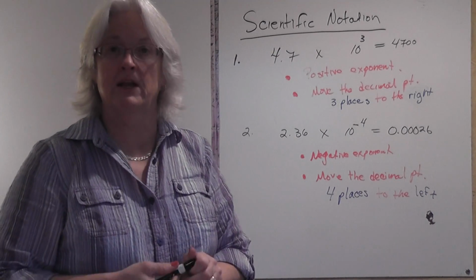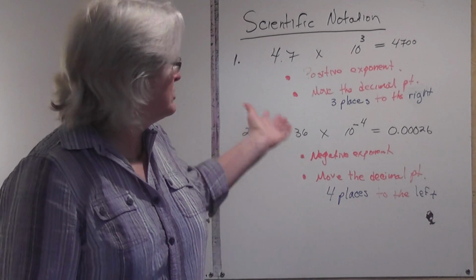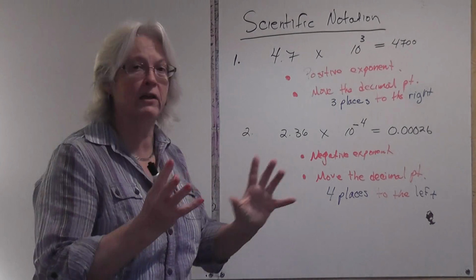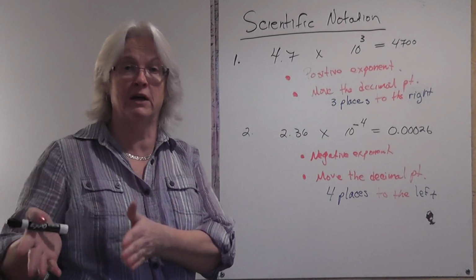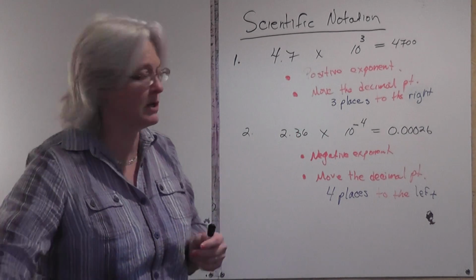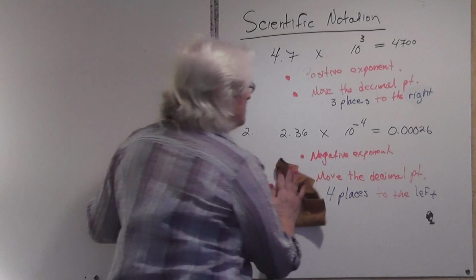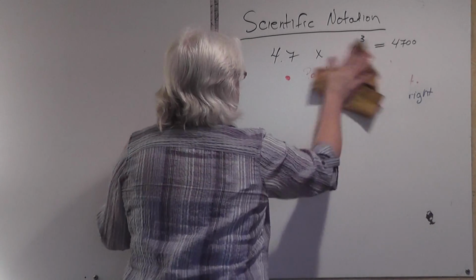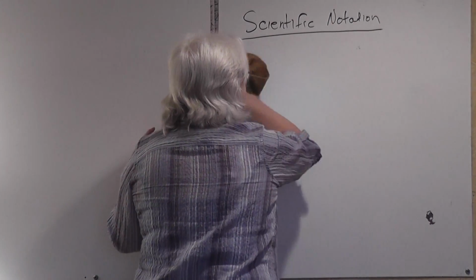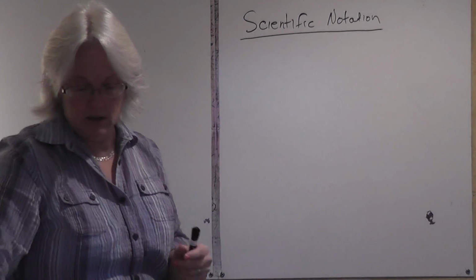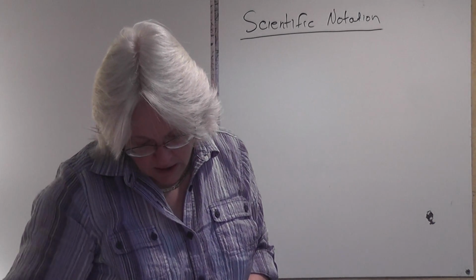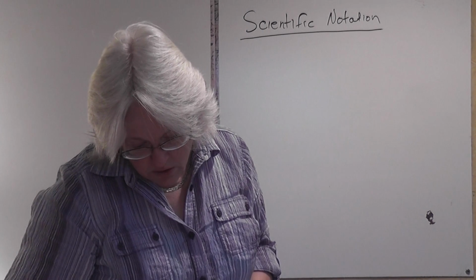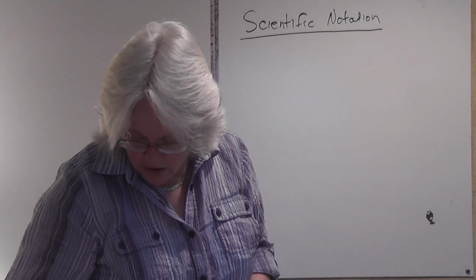Now let me show you something else. This shows you how to move back and forth from standard notation to scientific notation, from scientific notation back to standard notation. But what are we going to do when we multiply numbers that are written using scientific notation?